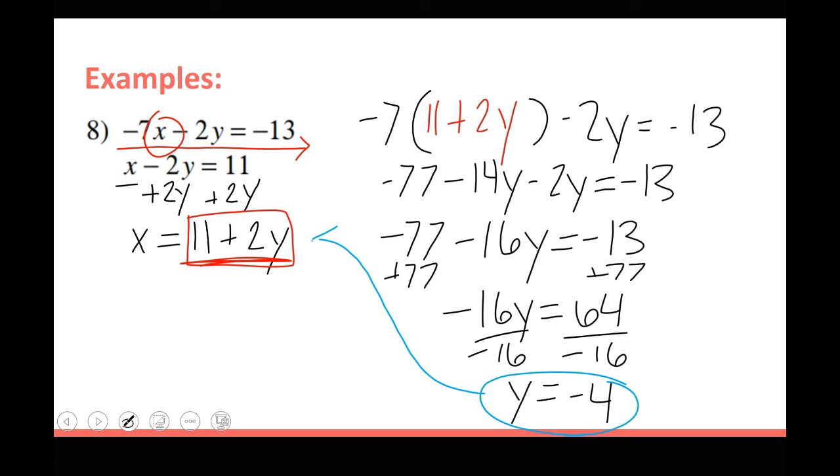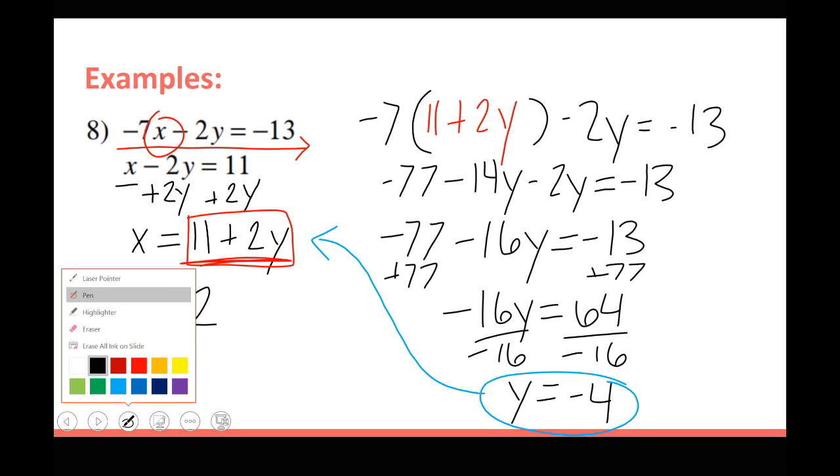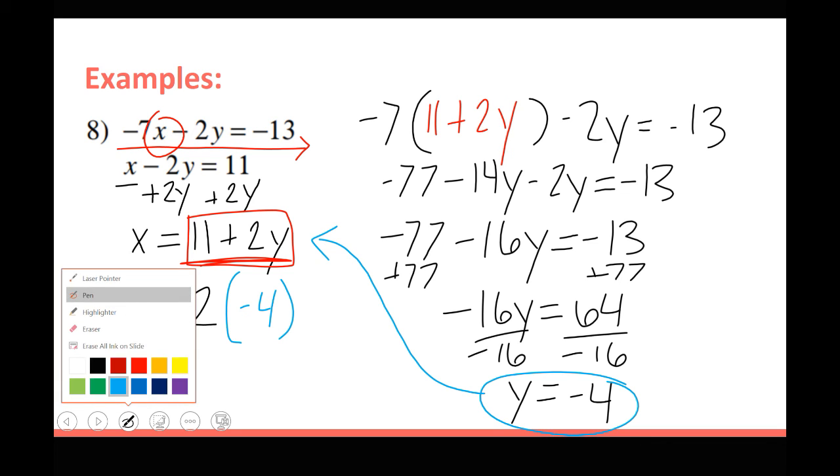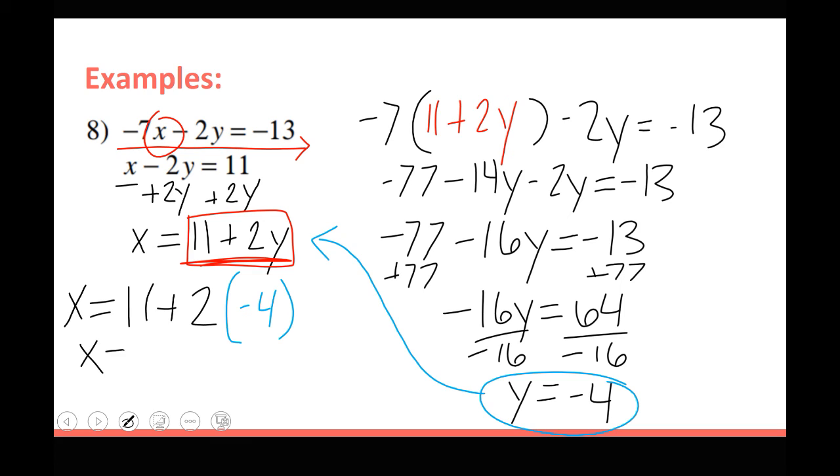So I'm going to come back to the equation that already has x by itself. Just because it's easier, you don't have to. You can plug it into one of the other ones if you want. And we're going to say x equals 11 plus 2 times negative 4. Alright, 2 times negative 4 is 8. So we're going to say 11 minus 8 because it's negative. 11 minus 8 is 3. So my answer to this one is 3, negative 4.